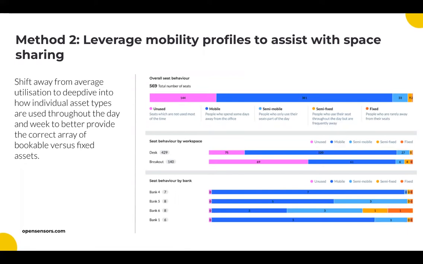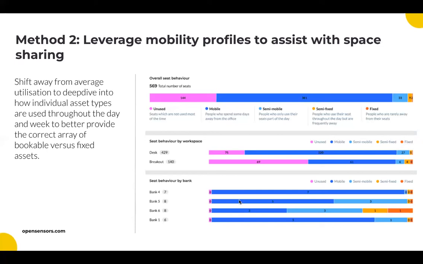And the reason that we've started looking at this is that we found that as organizations' working styles become more fluid and more agile, looking solely at average utilization isn't really enough anymore. We need to know more about how many people are working in different ways to make sure that the spread of assets is actually appropriate for that. And that's where these mobility profiles come in.